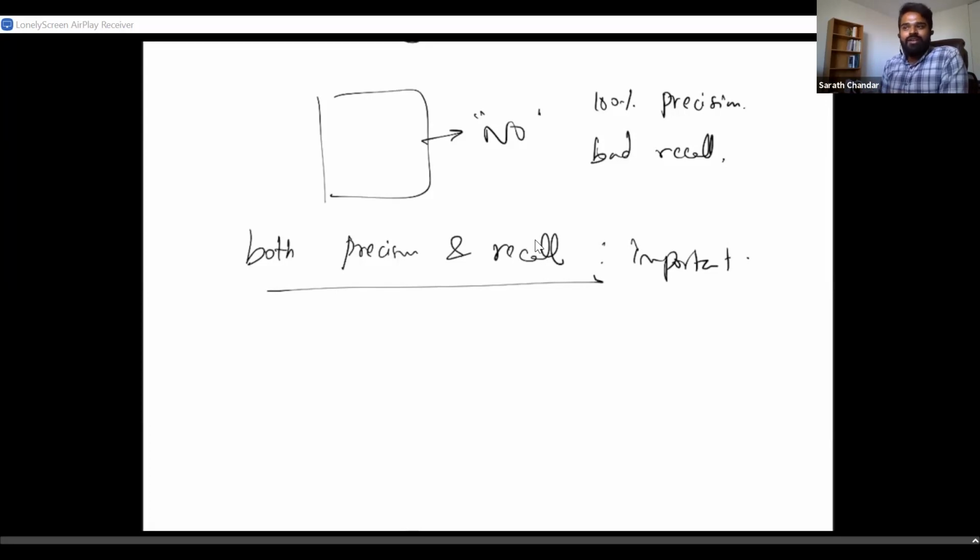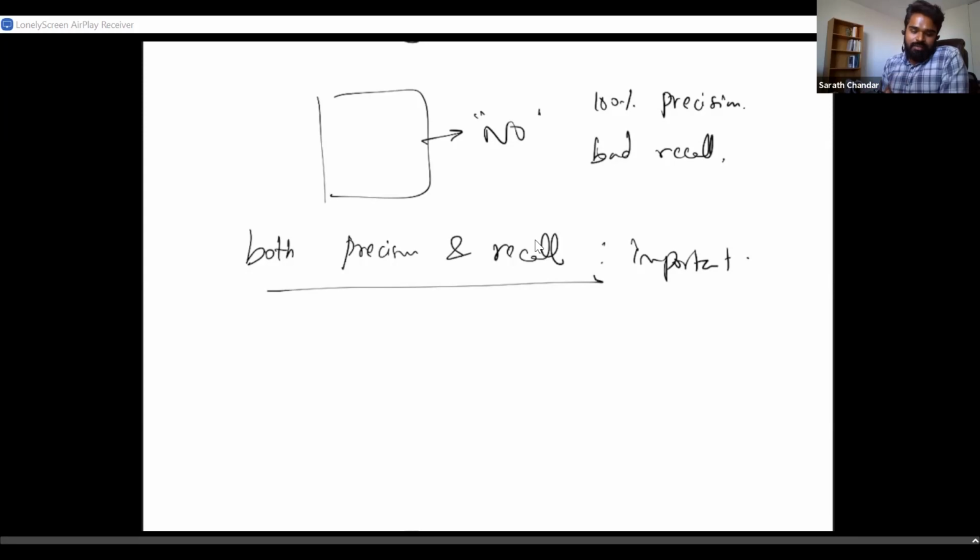Also, it could have both types of effects. For example, if you are putting a lot of your patients through mental stress because every time someone comes you say he has cancer, that is also not good, right? So in reality, for cancer prediction, you actually need both good precision and recall.